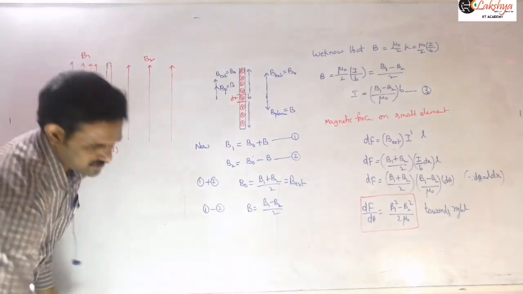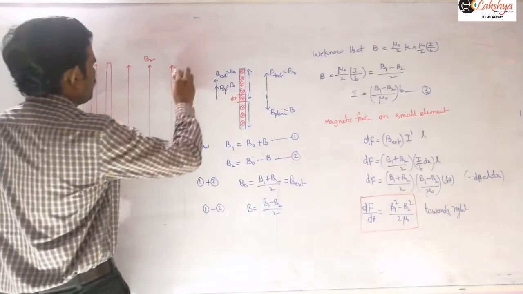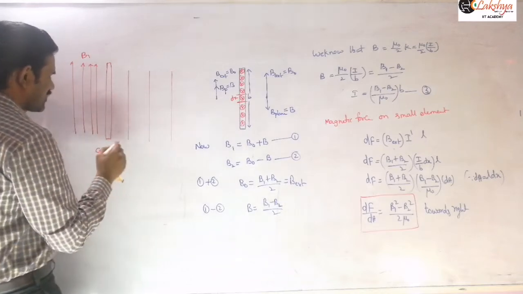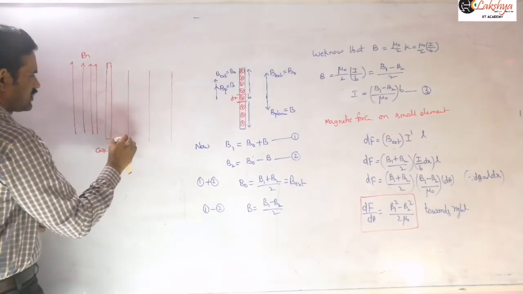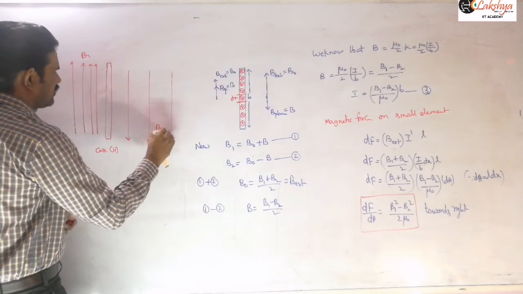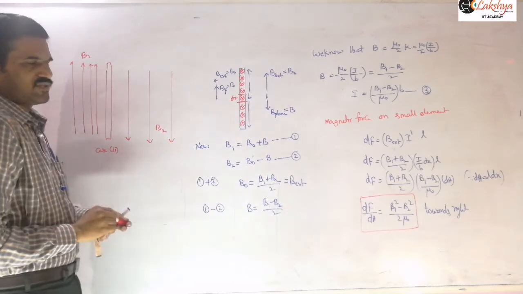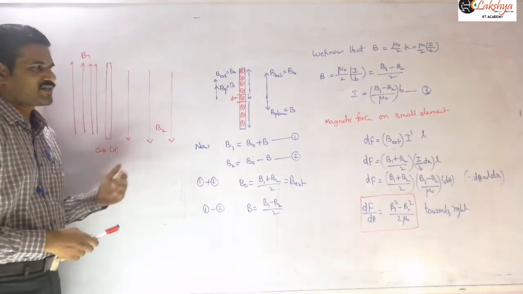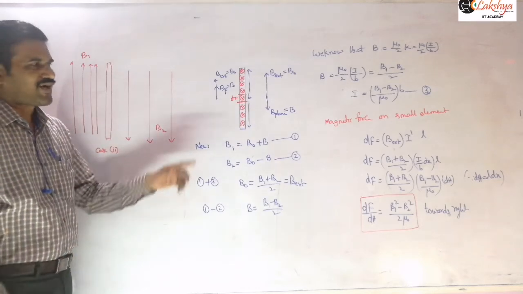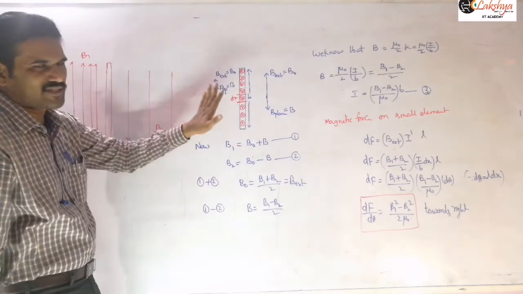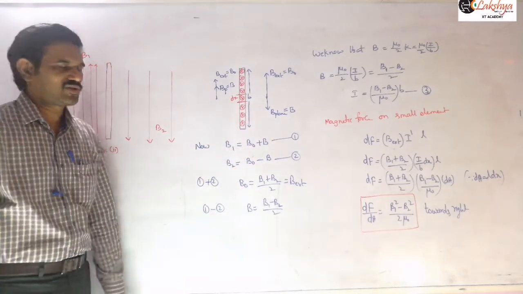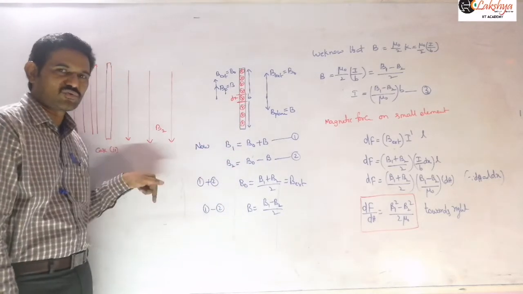Is it clear? Now I am just reversing this direction here. Now the second case I am drawing here. In the second case the resulting B2 value will be along this direction. That is the only change I am making, the same question. I am reversing B2. Everything else will be the same. On this side B1 is again B0 plus B. But here B2 is in the downward direction.